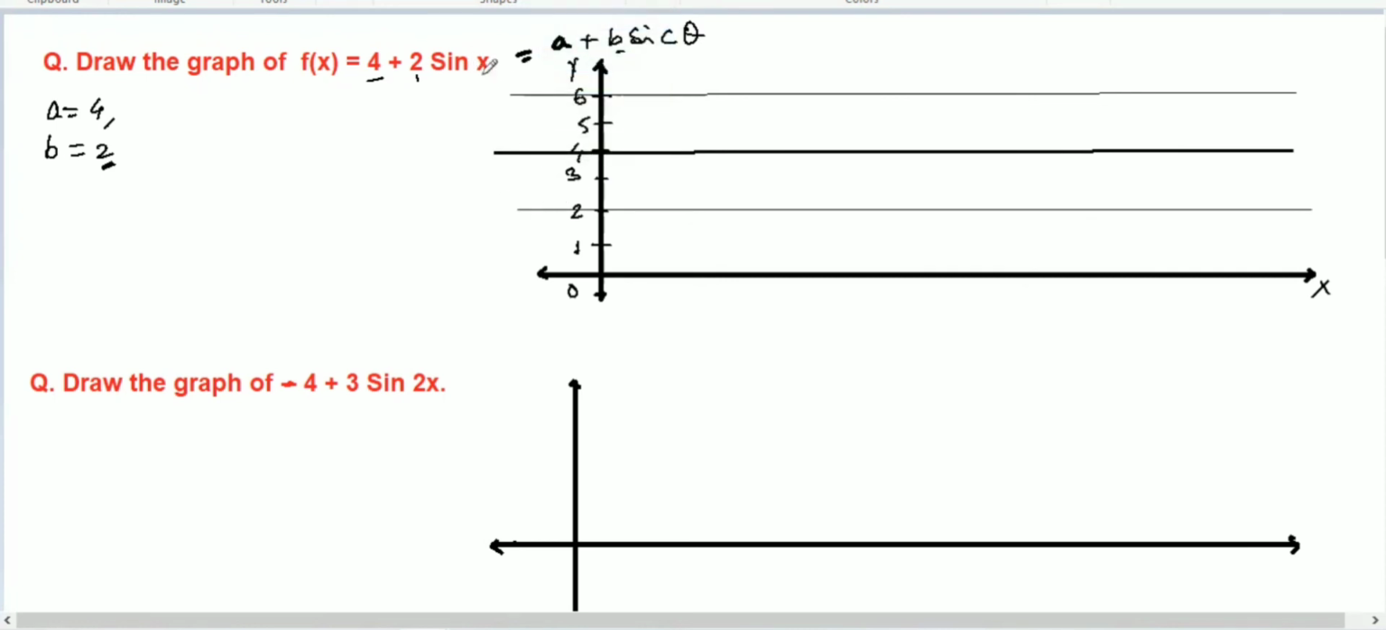Then one more thing we have to do here. Since c is 1 here, c will affect the period of the graph. The graph of sine theta always has a period of 2 pi. So as c is 1 here, this number will divide the period, so 1 does not affect anything. The period of the graph will be 2 pi.